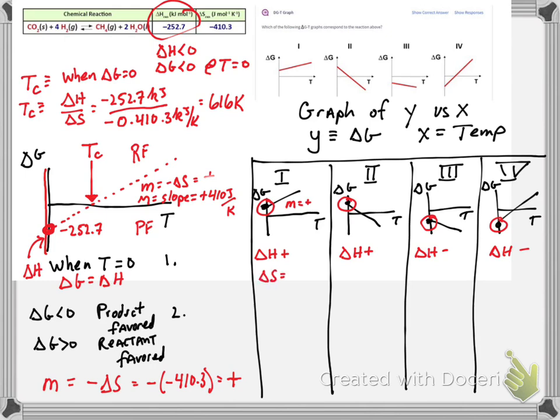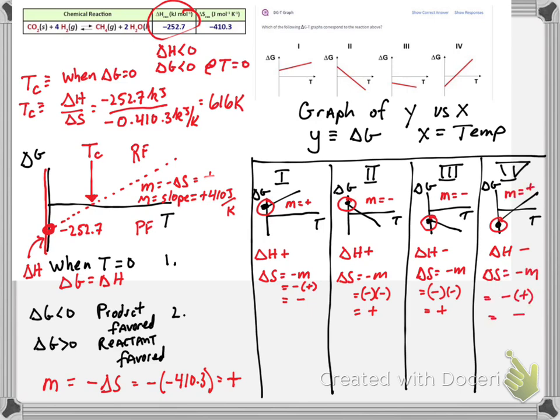In Roman numeral 1, if the slope is positive and delta S is minus the slope, then it's minus times a positive value, which is minus, so delta S has to be minus. In Roman numeral 2, the slope is negative, so delta S is a negative of the slope, so that's a negative times a negative, which gives us a positive, so delta S is positive. Here the slope is negative, delta S is negative times a negative, or positive. And then in Roman numeral 4, the slope is positive, which means delta S is a minus times a plus, which is negative. So now we have the four categories.